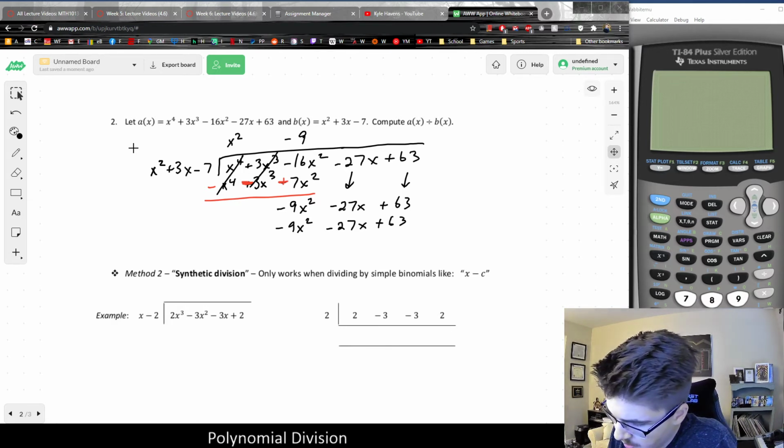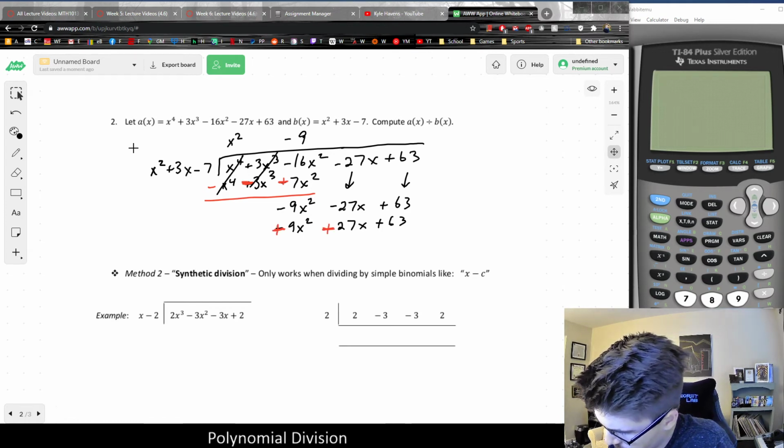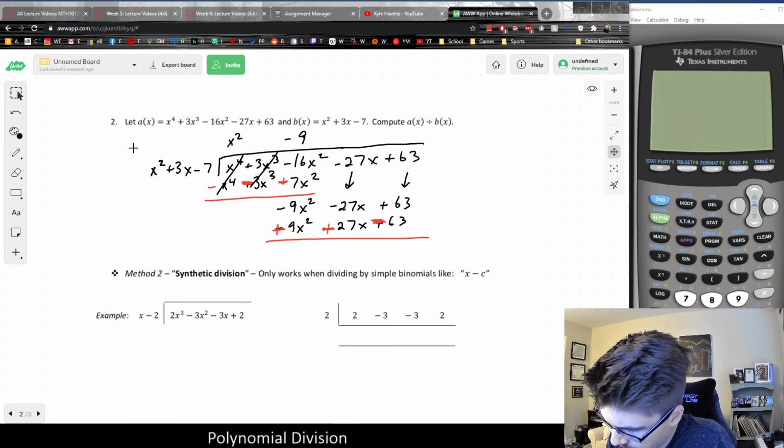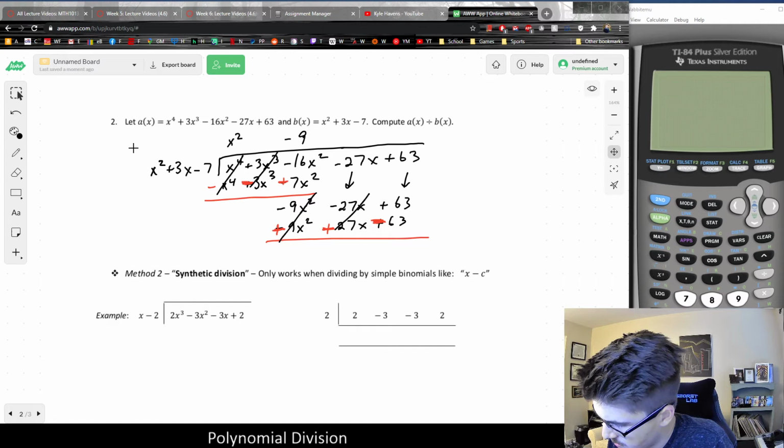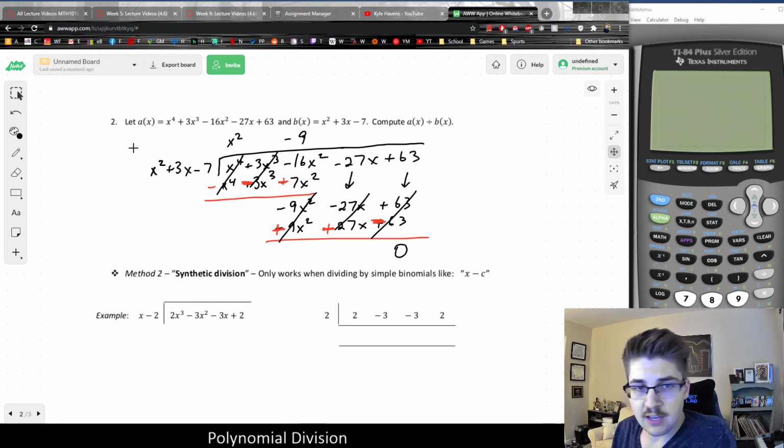And again, then we would change the signs and add. Change, change, change, add. And in this case, we would have negative 9 plus 9, 0, negative 27 plus 27, 0, and 63 minus 63, 0. And in this case, we actually get a remainder of 0.